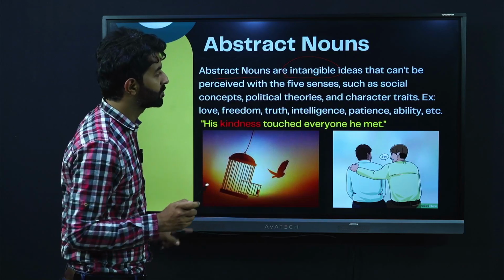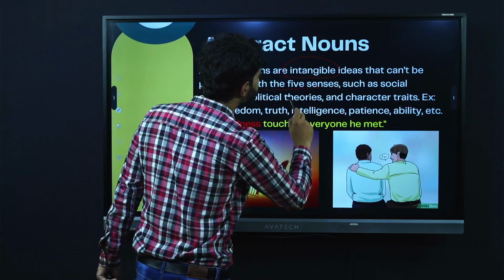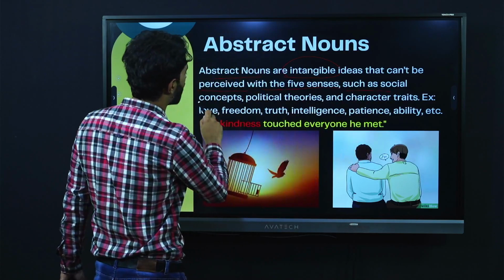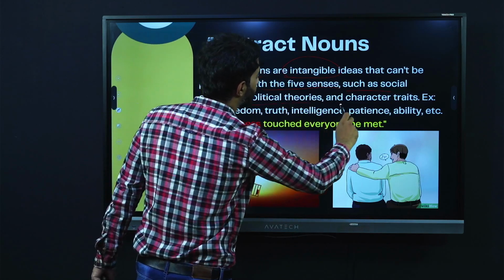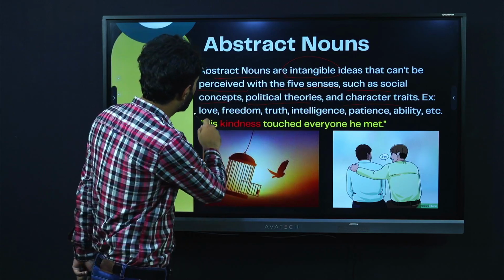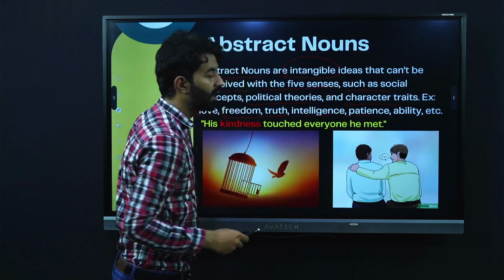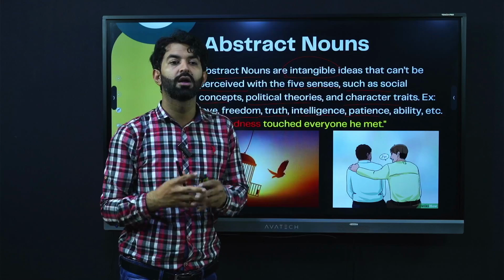They are intangible. They cannot be perceived with the five senses, such as social concepts, political theories, character traits, personality traits, and love, freedom, truth, intelligence, patience, ability. All these are abstract nouns.